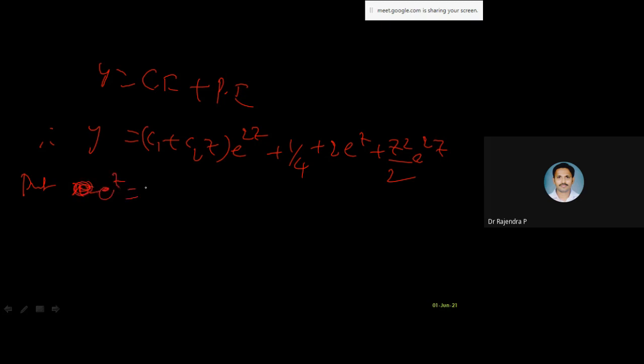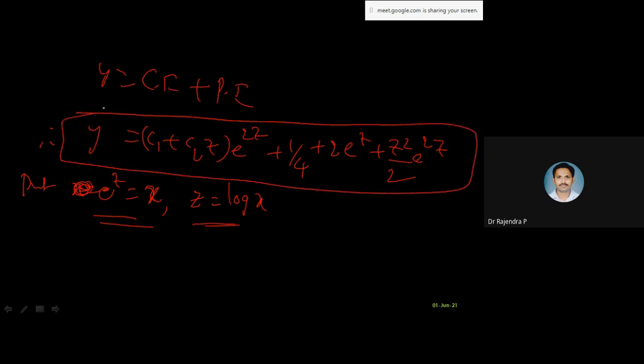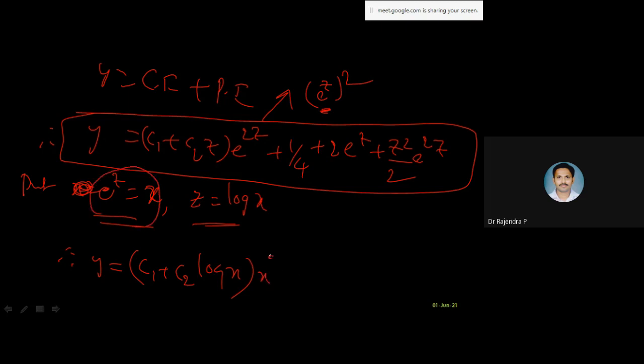That means wherever e power z is there, I can substitute x, and wherever I have z, I can substitute log x. Okay, you can do that in this particular result. So your y becomes (c1 plus c2 log x) into e power 2z. I can write e power z whole square, and e power z means x, so x square.